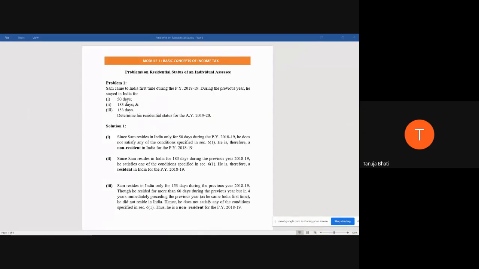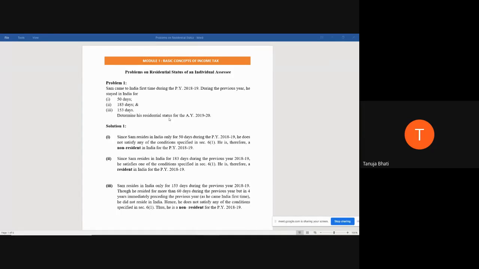Suppose he's staying in India in the previous year for 50 days, determine his residential status for assessment year 19-20. Suppose he's staying in the previous year for 183 days, then what is his residential status? And suppose he's staying for 153 days, then what is his residential status? Now, first let us understand this problem. Assessment year is 19-20 and the previous year is the year immediately preceding the assessment year. So for 19-20, obviously the previous year is 18-19.